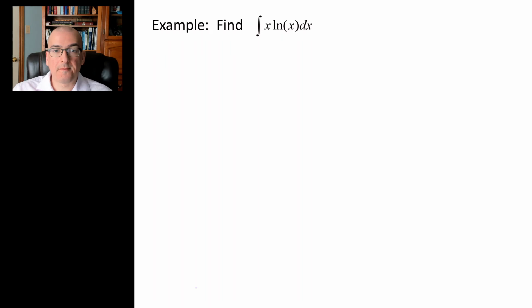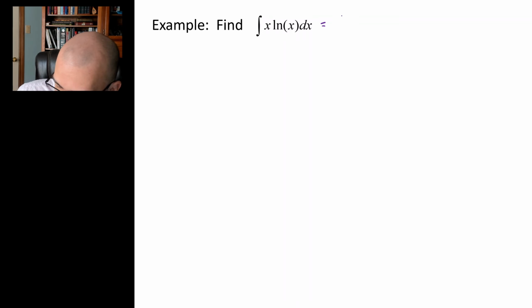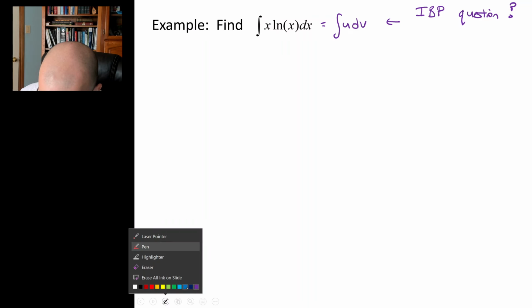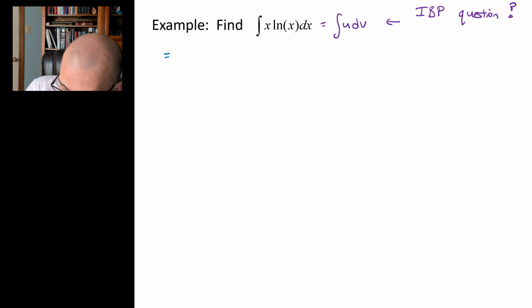Here's another type: x times ln of x. So I'm going to say that this is equal to integral of u dv. That is an IBP question, integration by parts question. We'll put a question mark because we don't really know that yet. We don't know that until we try. So the integration by parts formula says that this is going to be equal to uv minus the integral of v du.